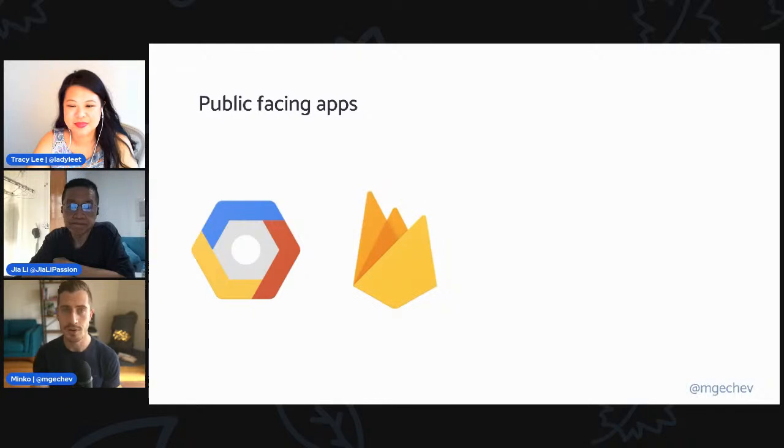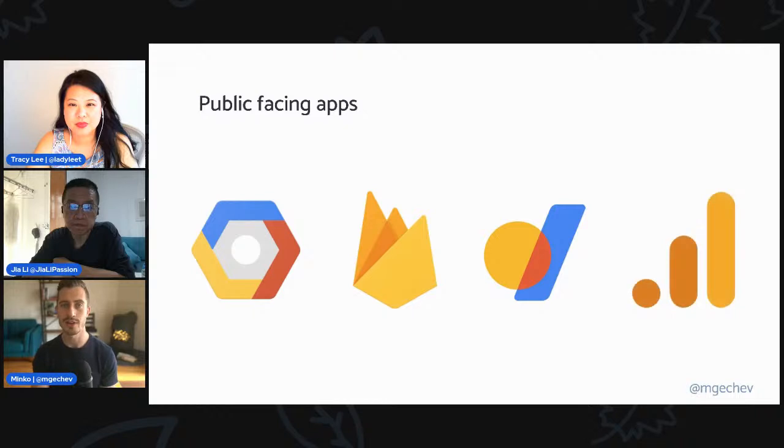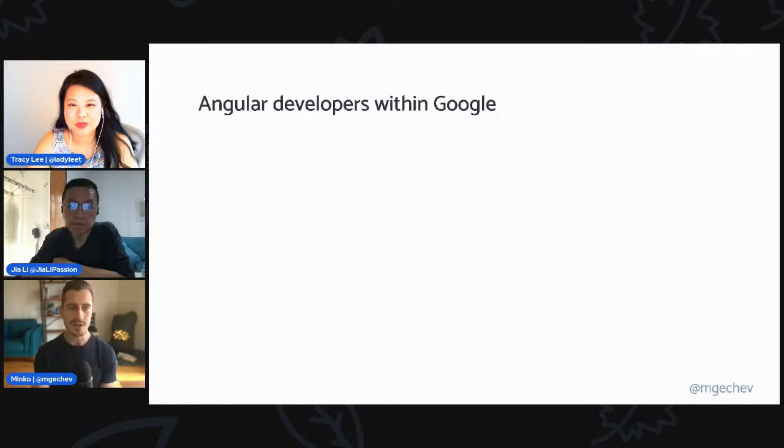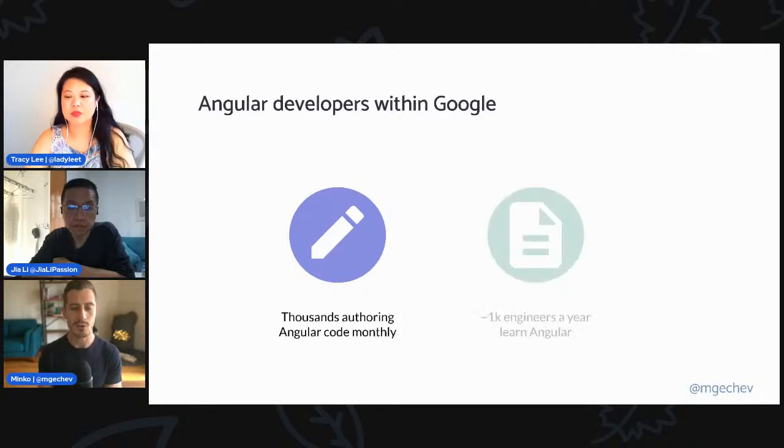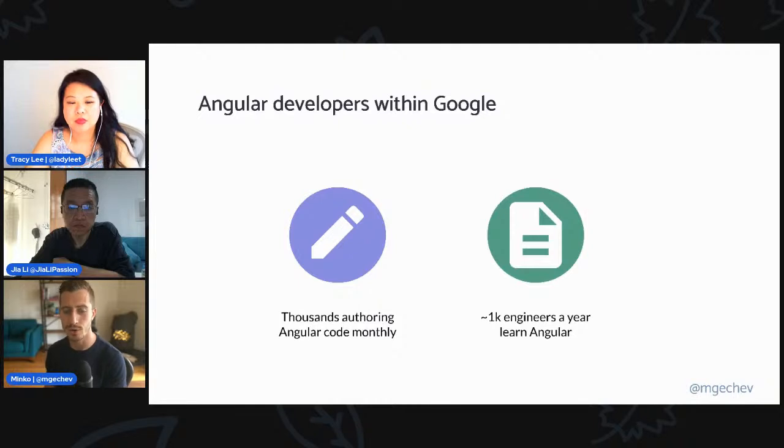Firebase Console is another example. So are Google Domains and Google Analytics. And on these applications, there are quite a few developers working. Based on the metrics that we're getting from people who are interacting with different technologies within the monorepo, we see that there are thousands of engineers altering Angular source code monthly. And our Angular 101 and 201 courses are taken by about 1,000 engineers a year.